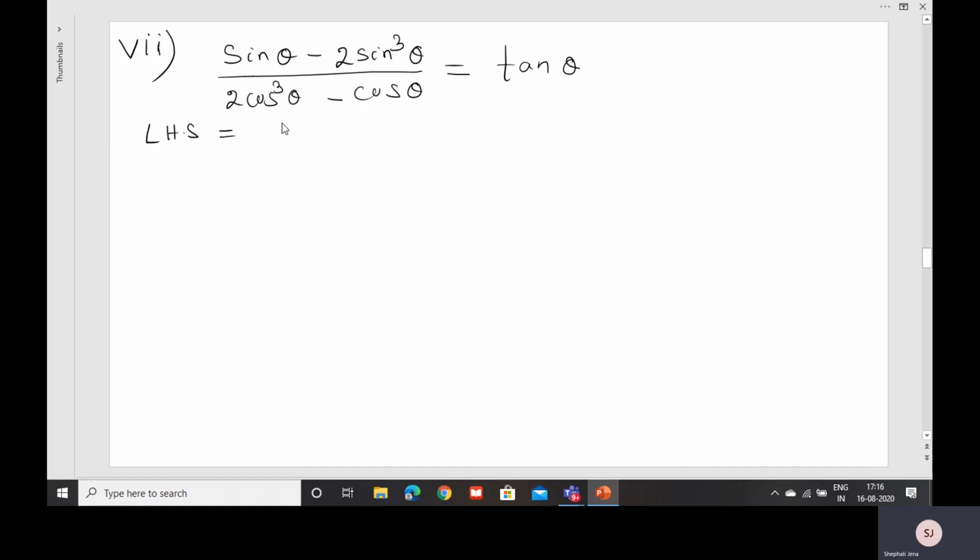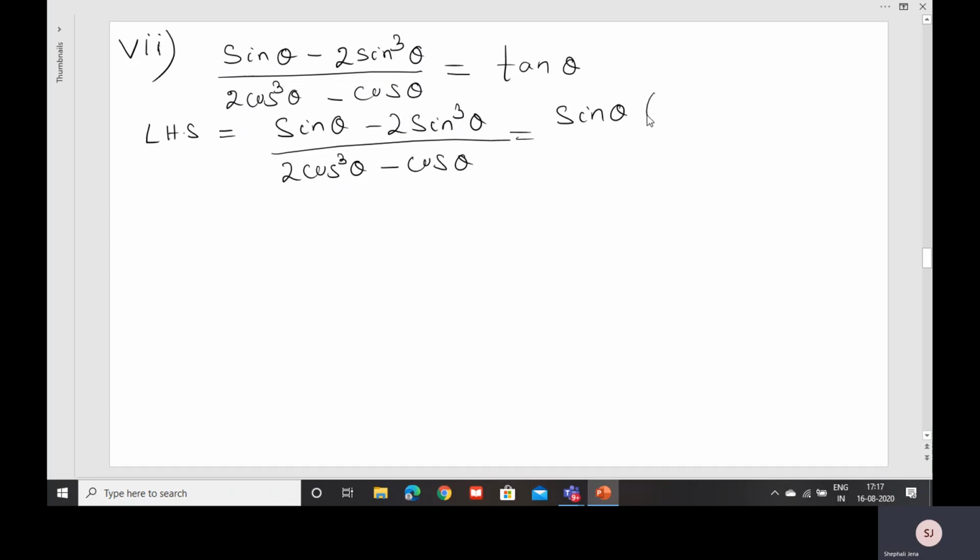So who is your LHS? LHS is (sin theta minus 2 sin cube theta) divided by (2 cos cube theta minus cos theta). Sin theta you should take common in the numerator. Inside the bracket from sin theta it will come 1. From 2 sin cube theta, inside the bracket it will come 2 sin square theta, whole divided by.